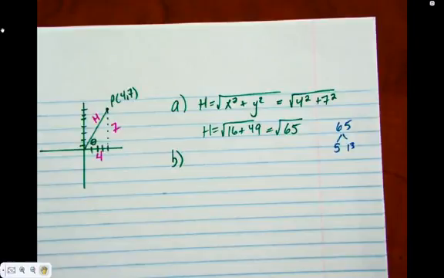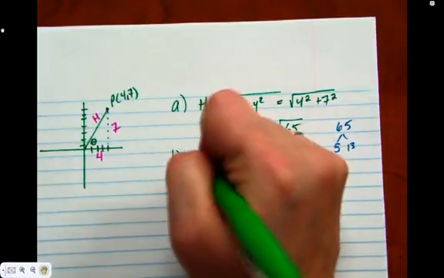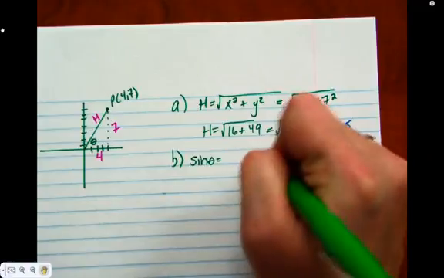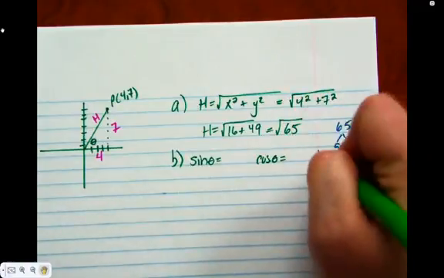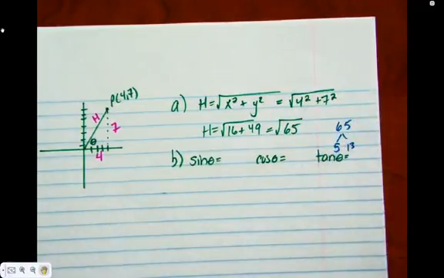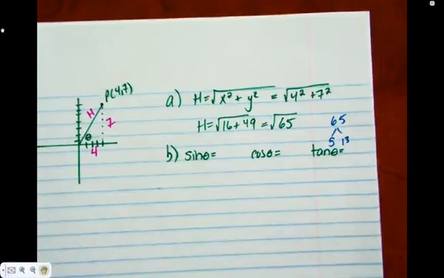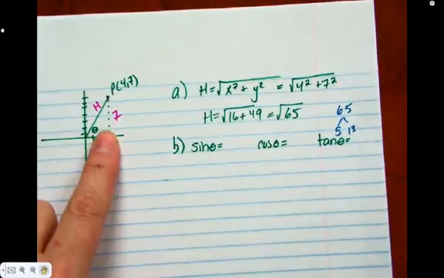B asks for the 3 trig ratios. That just means the fractions for sine, cos, and tan. These are called the 3 trig ratios. And then you'll meet the other 3 next year. Do we have to put plus or minus in front of this? It's a distance, so we assume that it's positive.